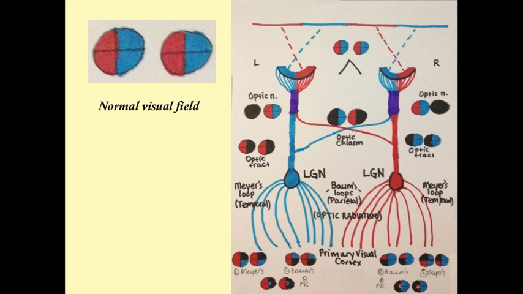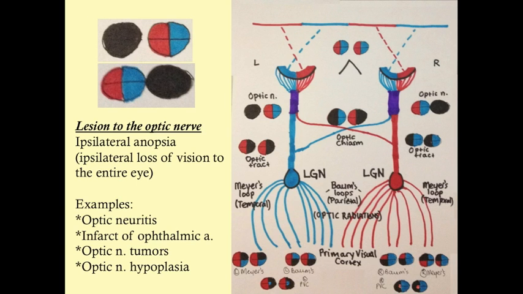Now this becomes a little easier to understand when we talk about if we have a lesion at a certain point. So let's say we have a lesion to the optic nerve. That's going to cause ipsilateral anopsia. So you lose vision for the entire eye. And that makes sense because if you were to, let's say, cut this nerve right here, you're losing all these nerve fibers. So you're losing all the information from that right eye. So you would lose all the information from the ipsilateral eye wherever the optic nerve is damaged.